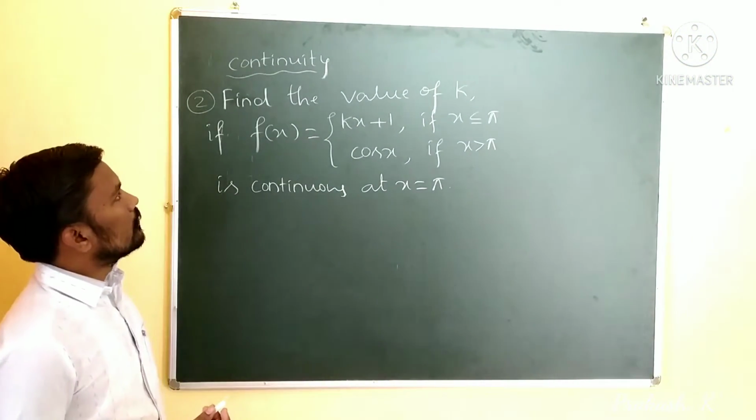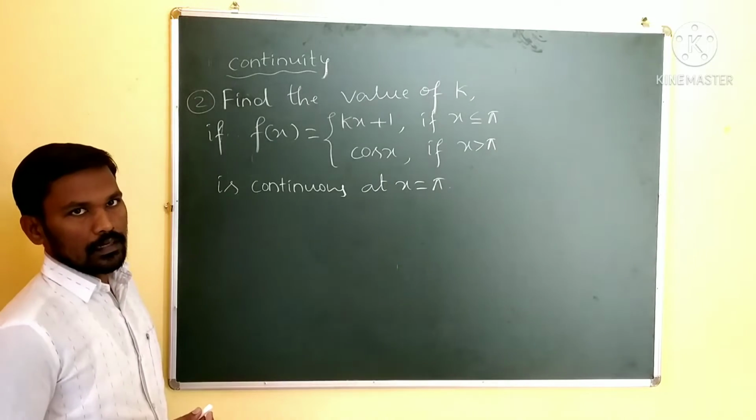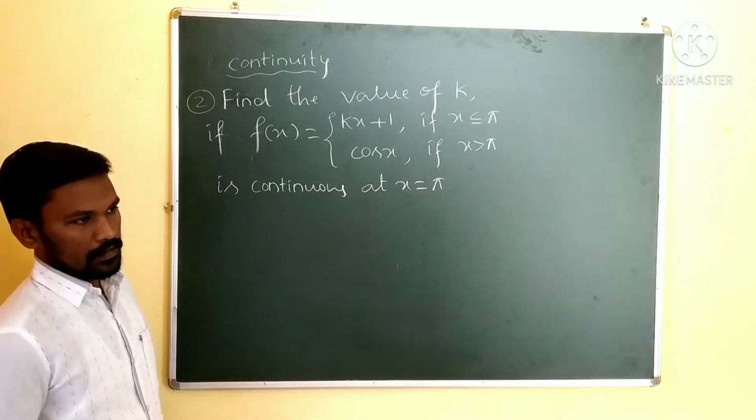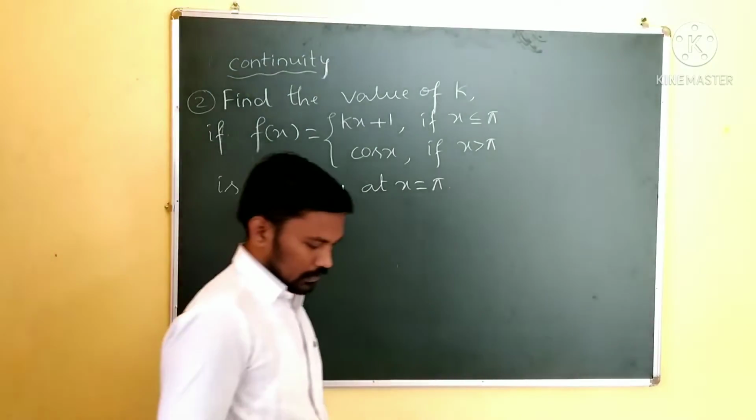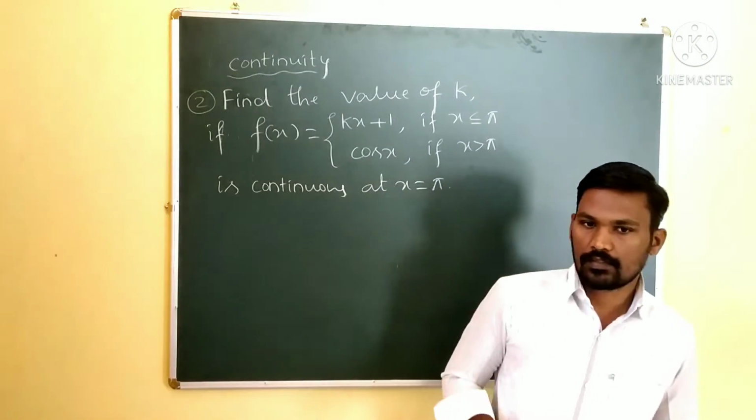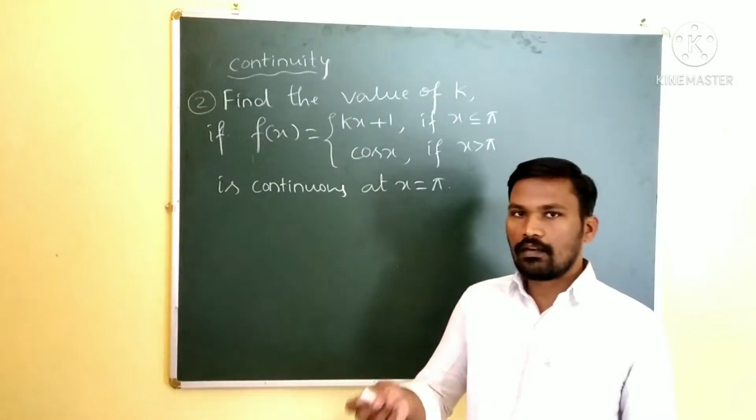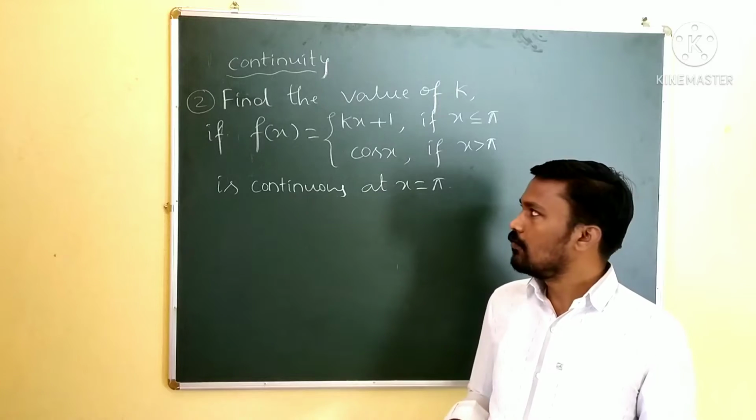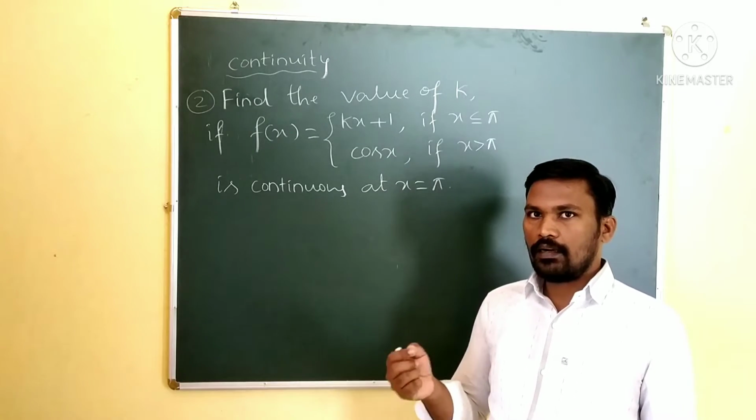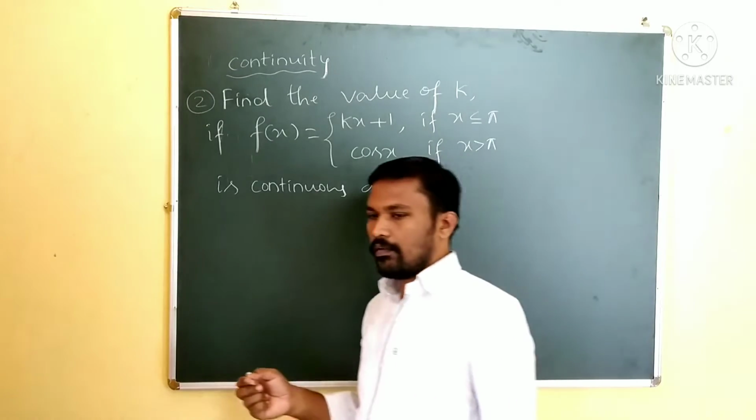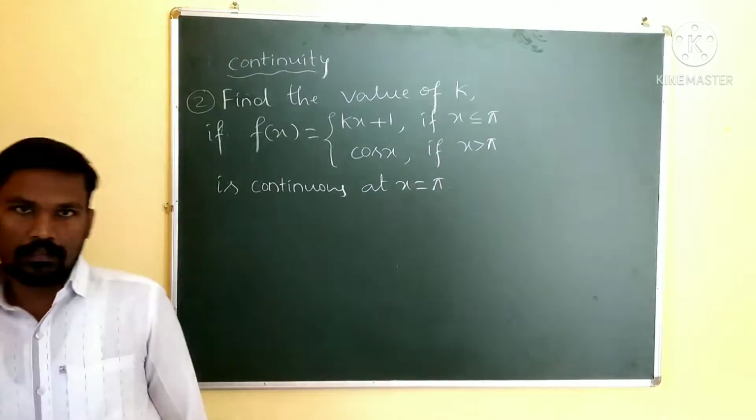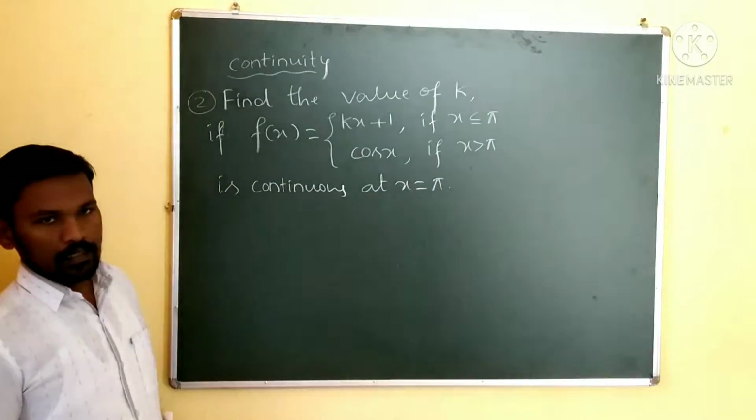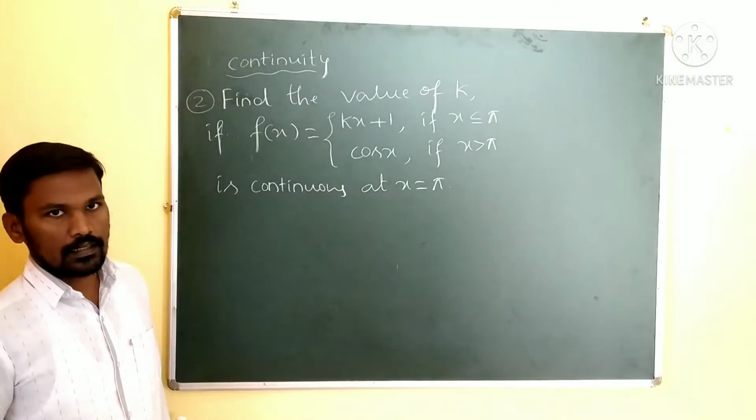In last class, we discussed the continuity concept, the condition for continuity of a function. That is LHL is equal to RHL is equal to the value of the function. This is the condition for continuity of any function. If you want to check the continuity of a given function, you have to find the left hand limit value, right hand limit value, and value of the function. If all the three values are the same, then the function is continuous. Otherwise, the function is discontinuous.